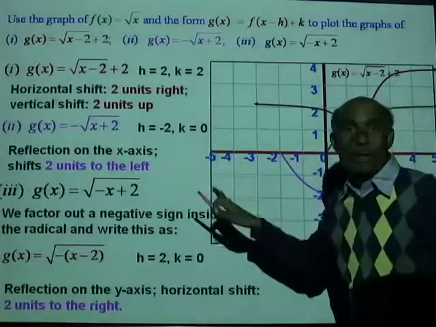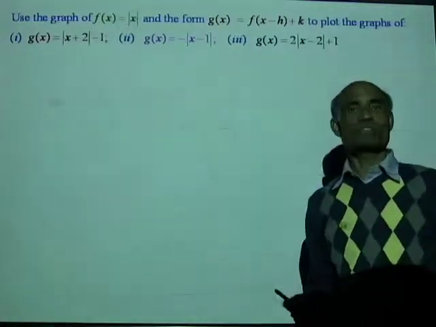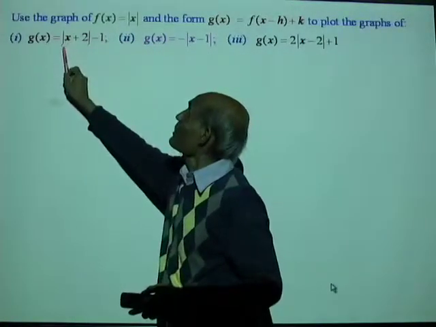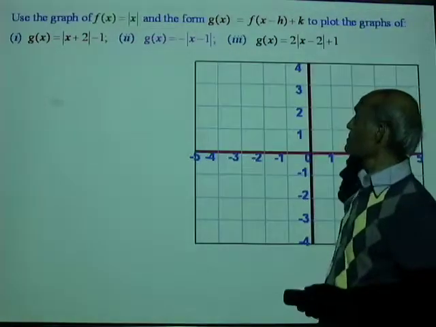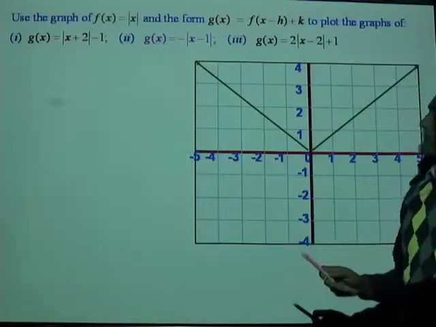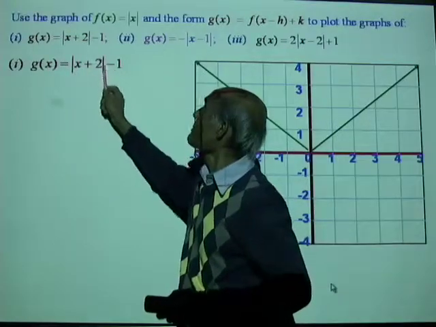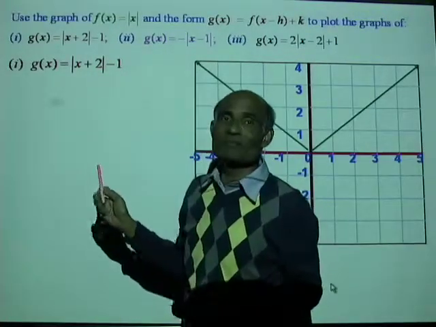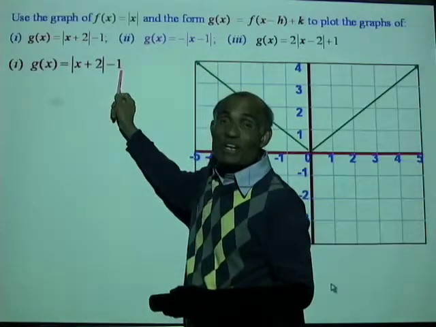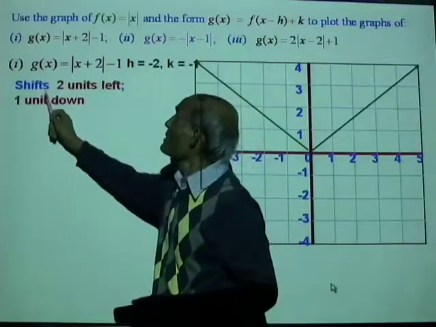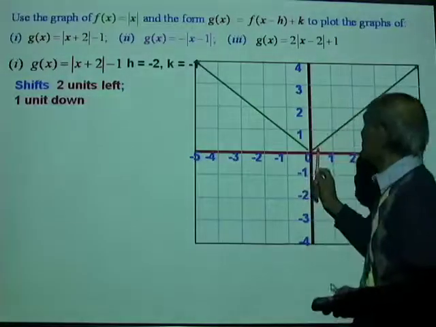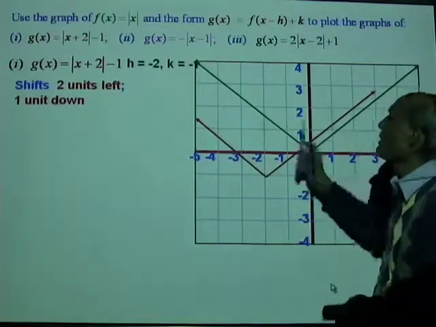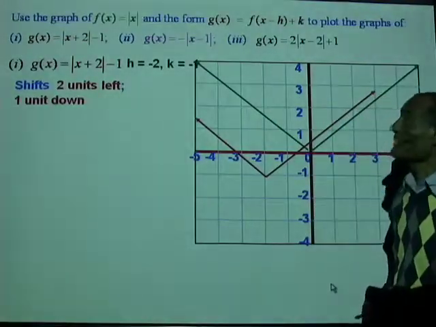So again, you've got to watch this a couple of times and practice it on your own. Important skills. Another one. f of x equal to absolute value of x. We're going to use that to obtain the graphs of these three functions. This is the graph of absolute value of x. Now, let's take the first one. g of x is absolute value of x plus 2, minus 1. H is negative 2, k is negative 1. It shifts 2 units to the left and 1 unit down, and this is the graph of g of x.